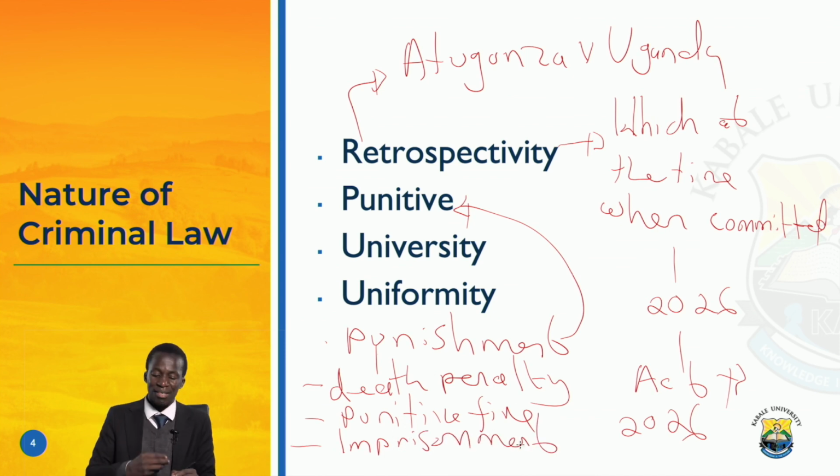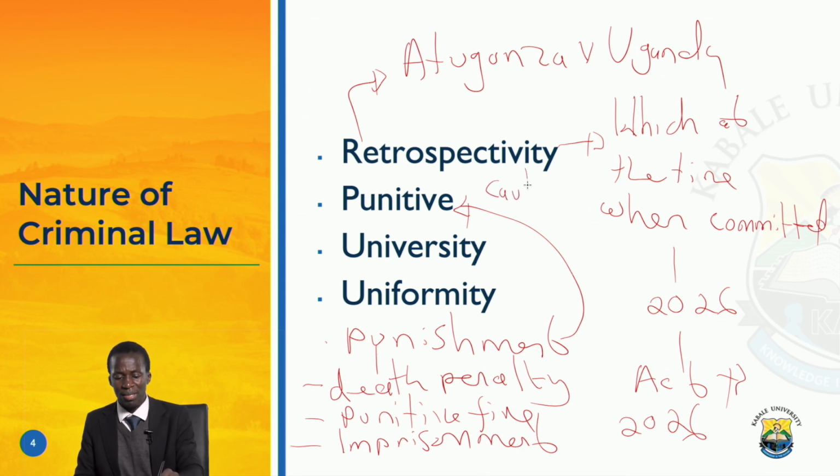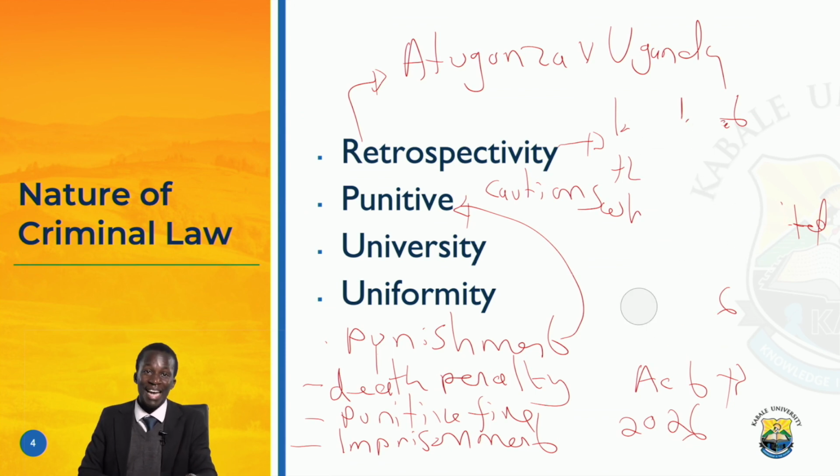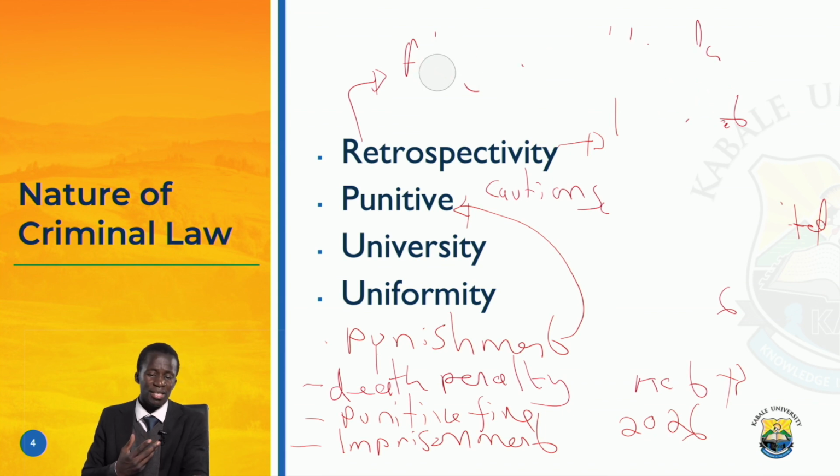Now, there are other relatively smaller actions which are punitive. There is what we call a caution. You can be given a caution, and that is also another attribute of criminal law. So punitive means criminal law is there to punish, and it punishes in different ways, right from the caution all the way to probably a death penalty if the law provides for it. Now we are going to talk about universality, uniformity, and purity of criminal law. Those are other key attributes which are equally important, and we need to expound a little bit more on them.